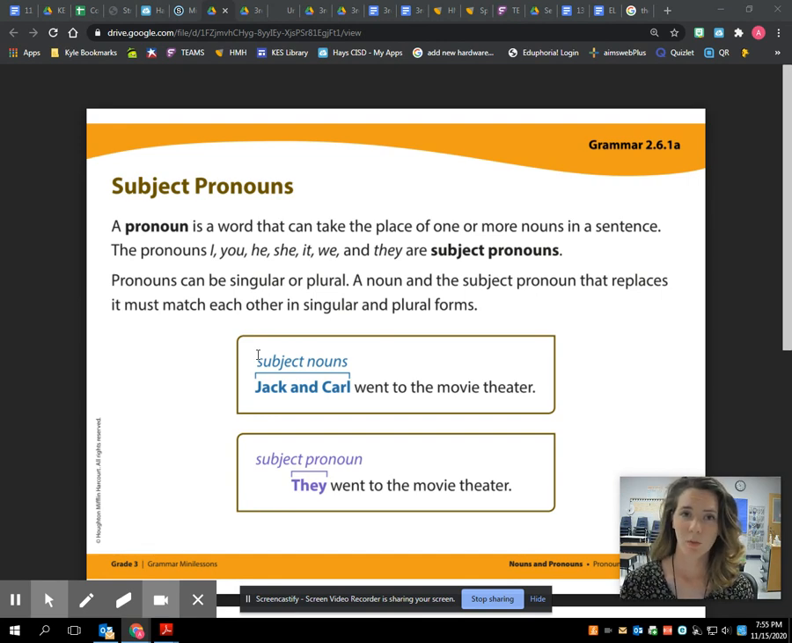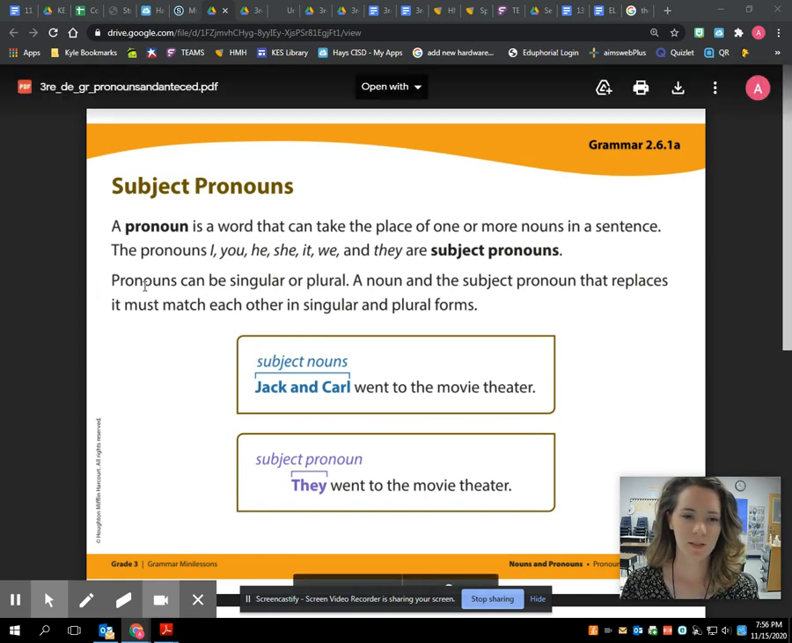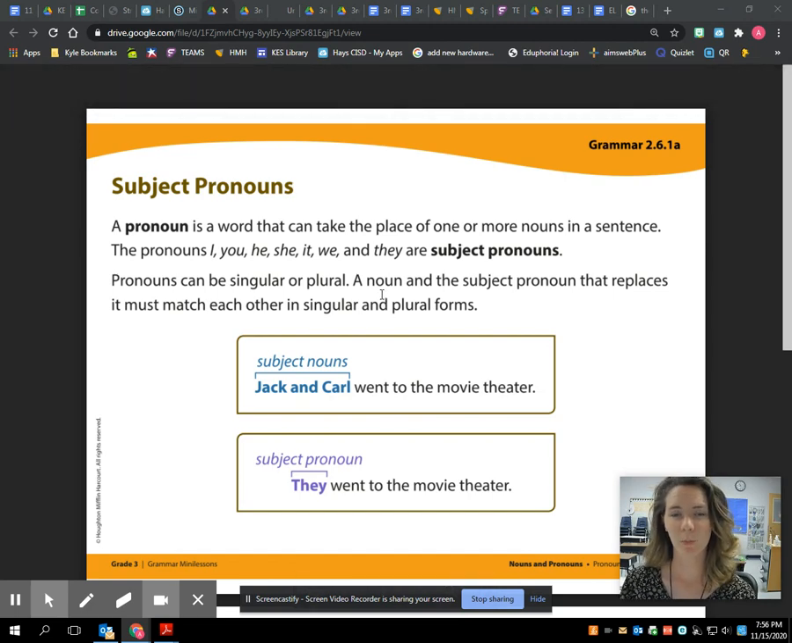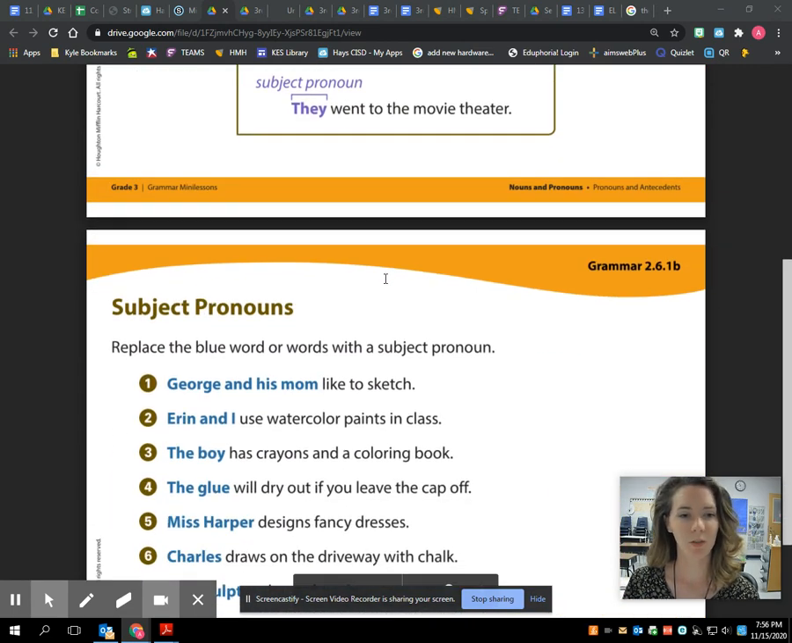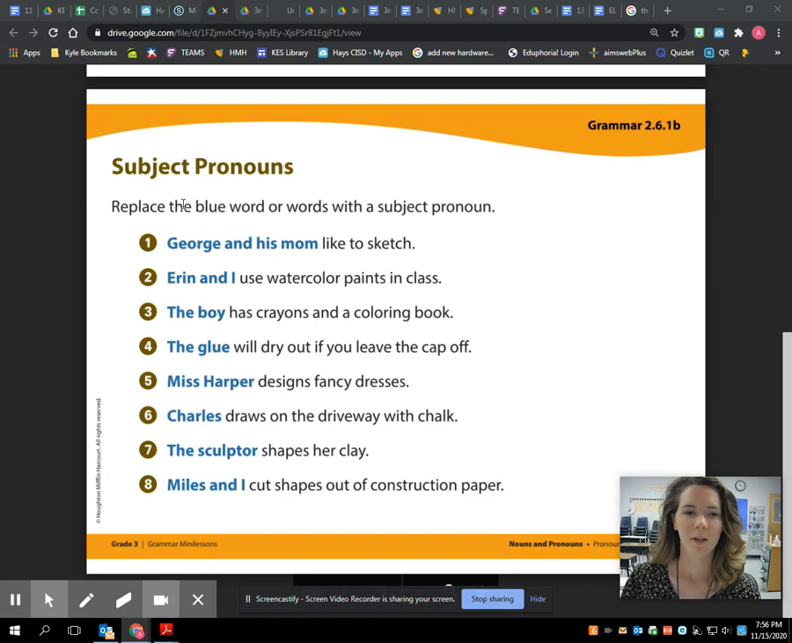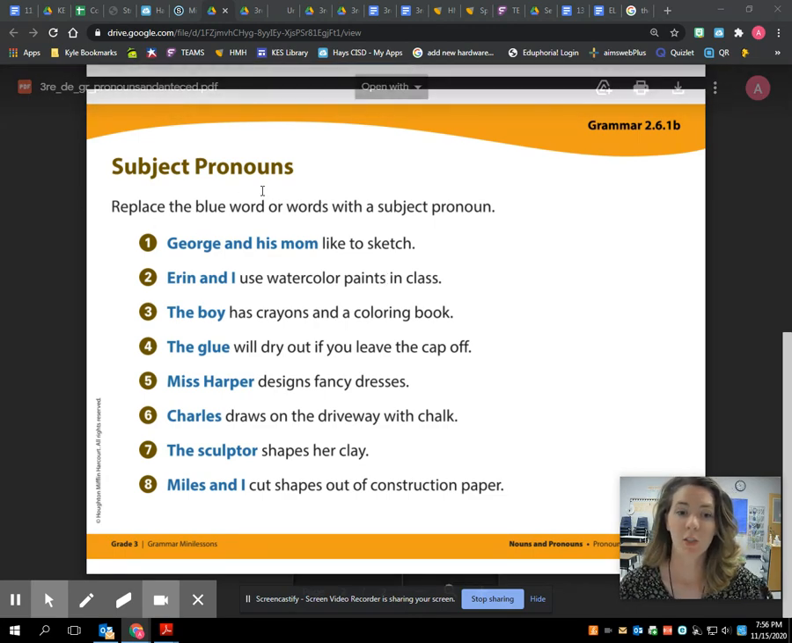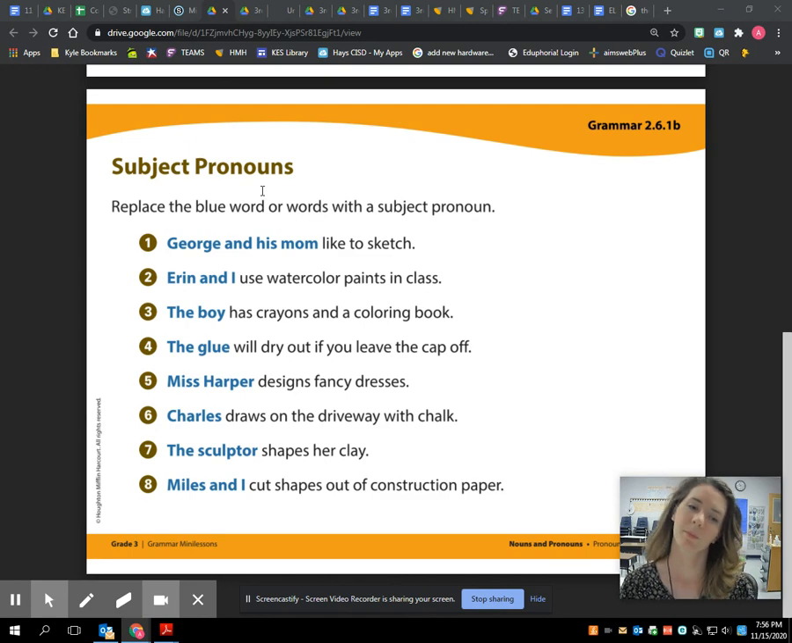Now, if we wanted to, we could replace Jack and Carl with a subject pronoun and just say they went to the movie theater. And that sentence still makes sense. We still know we're talking about more than one person because we use that plural pronoun. And we just kind of simplified the sentence. Let's take a look at some other examples and see if we can think of some pronouns that could replace our subjects in other sentences. So right here, we're just going to kind of discuss, and you're going to practice this on your own today.